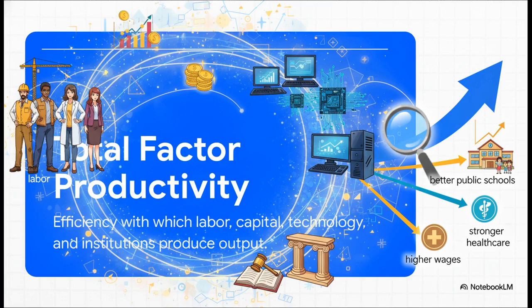Now, I know that sounds like a super wonky term, but let's break it down. TFP is simply how efficiently a country combines its people, its money, its technology, and its rules to create value. It's the difference between temporarily growing just by throwing more bodies at a problem versus sustainably growing by actually innovating. So the absolute crucial takeaway here is that rising TFP is what actually pays for higher wages. It pays for better public schools. It pays for stronger healthcare. It is, quite literally, the economic definition of working smarter, not just harder.